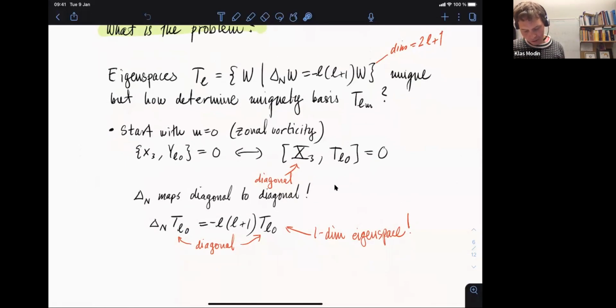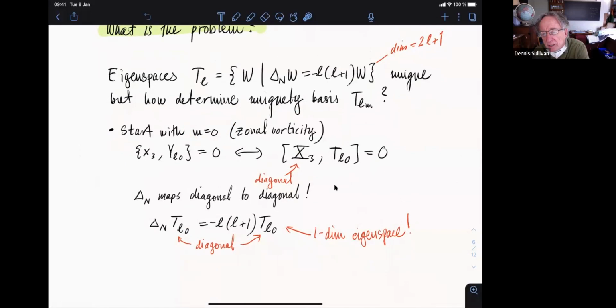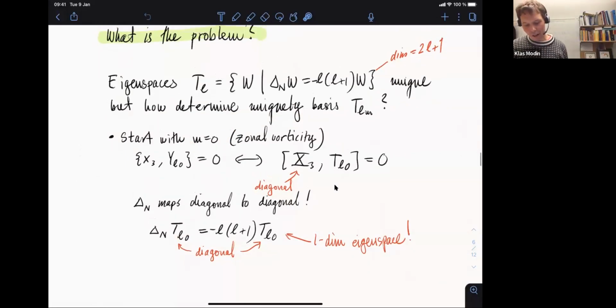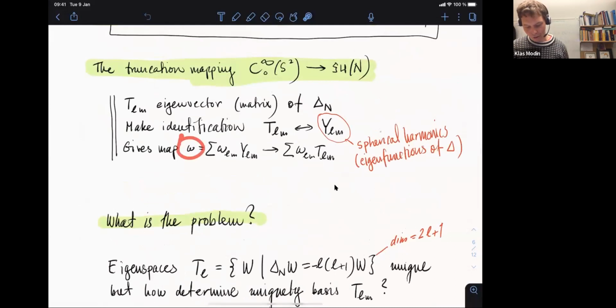So how do I do this? Well, let's start with a simple case when m is 0, and then just think about it in the infinite dimensional case. Why do you need a basis anyway? Because we need a way to identify vorticity functions with vorticity matrices.